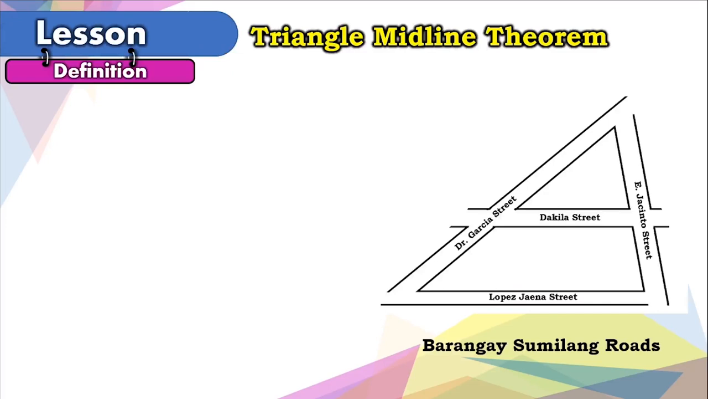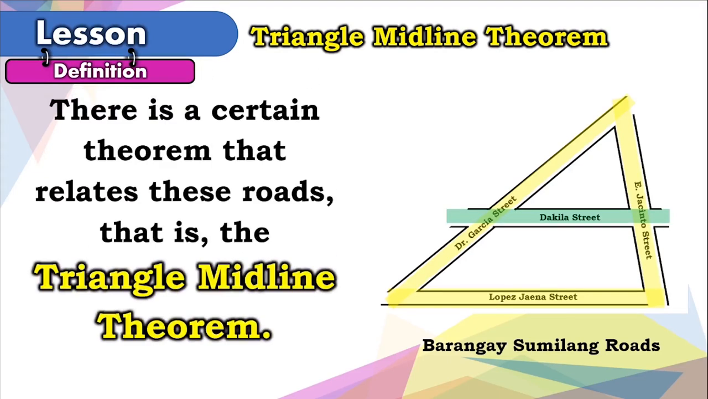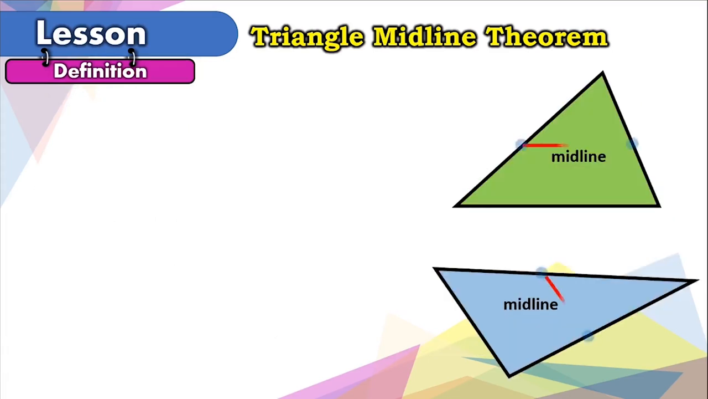In Barangay Sumilang, there are three main roads that form a triangle. These are the Dr. Garcia Street, E. Jacinto Street, and Lopez Haina Street. There is a fourth road, Taquila Street, and it intersects Dr. Garcia Street and E. Jacinto Street at their respective midpoints. In geometry, there is a certain theorem that relates these roads. That is the triangle midline theorem.